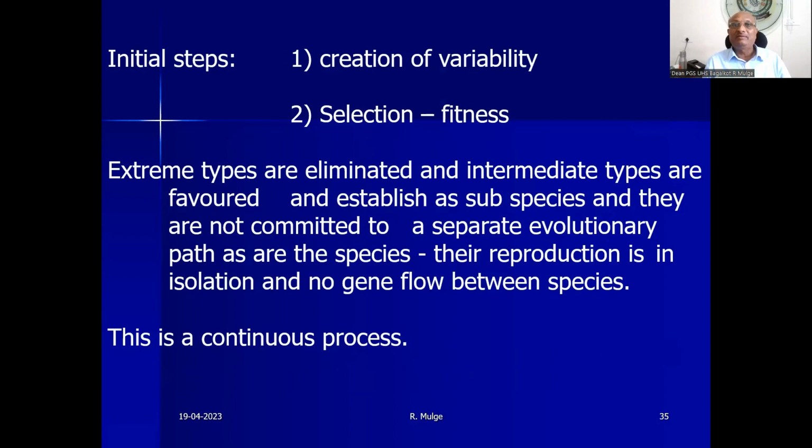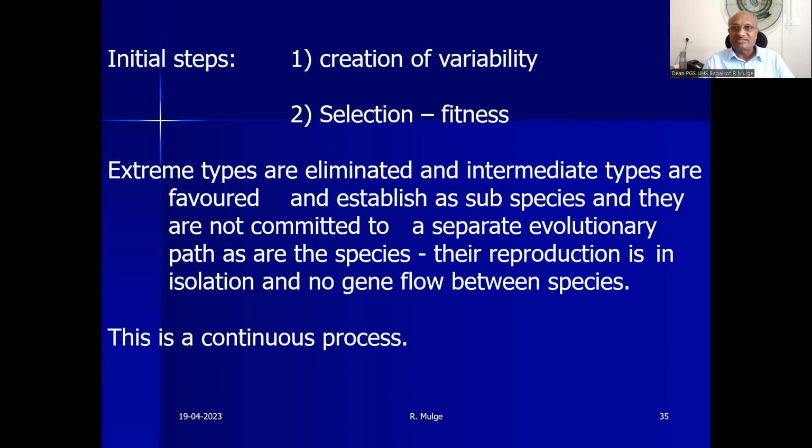Then once the variability is created, next is the selection, fitness. That means survival of the fittest. But natural selection, some environmental change, like sudden increase in the temperature or rainfall or whatever, some change in the environment, will put the selection pressures. That means the genotypes which are not fit will disappear.